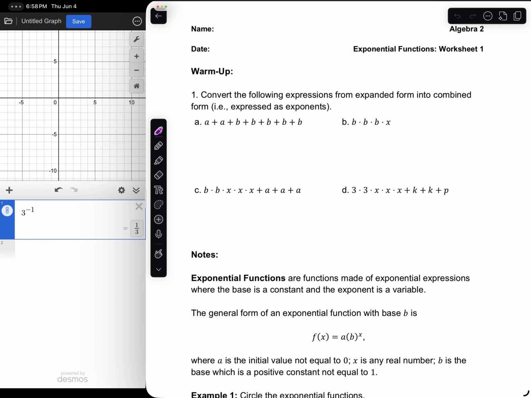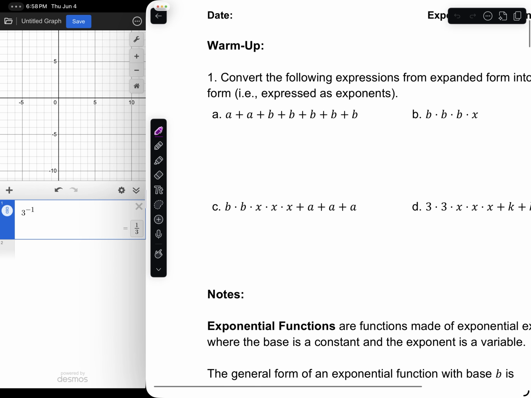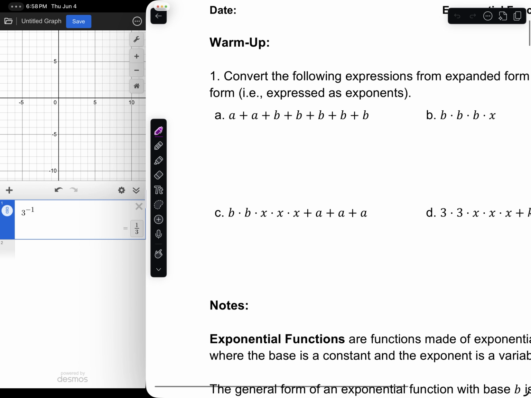Okay, we're going to look at exponential functions. And the first thing we're going to do is convert the following expressions from expanded form into combined form. So if I have a plus a, I can write that as 2 times a. That's condensed. And then plus b plus b plus b plus b plus b. How many times am I adding b? 1, 2, 3, 4, 5. So it's going to be 5 times b.